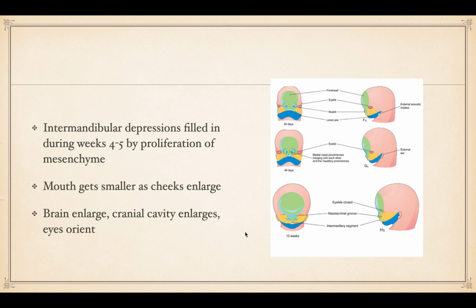which is why, when babies come out, their cheeks are pudgy. And then the brain, of course, enlarges, and the cranial cavity gets bigger, and then the eyes will orient. So first they're kind of on the sides, and then they migrate in medially. And then the ears will rise. So as you can see, we can tell where in development something has happened by looking at the outside features.